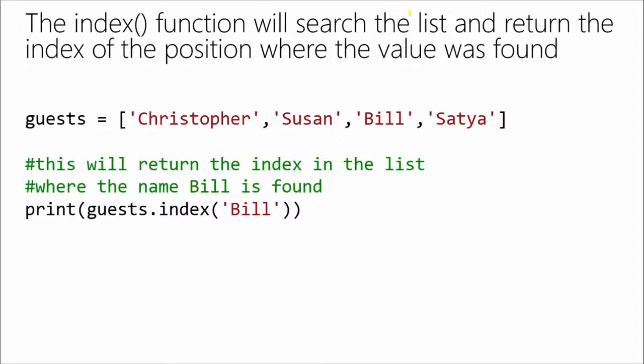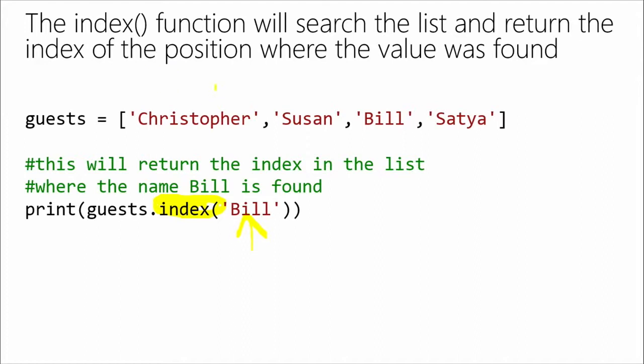So if you take a look at the slide here, there is also an index function you can use. If you call the index function, it is actually a function of your list. You pass it the value you want to search for, and it will return you the first one it locates. So if you had 2 Bills in this case, it would tell you the location of the first one it locates. And it'll return the index.